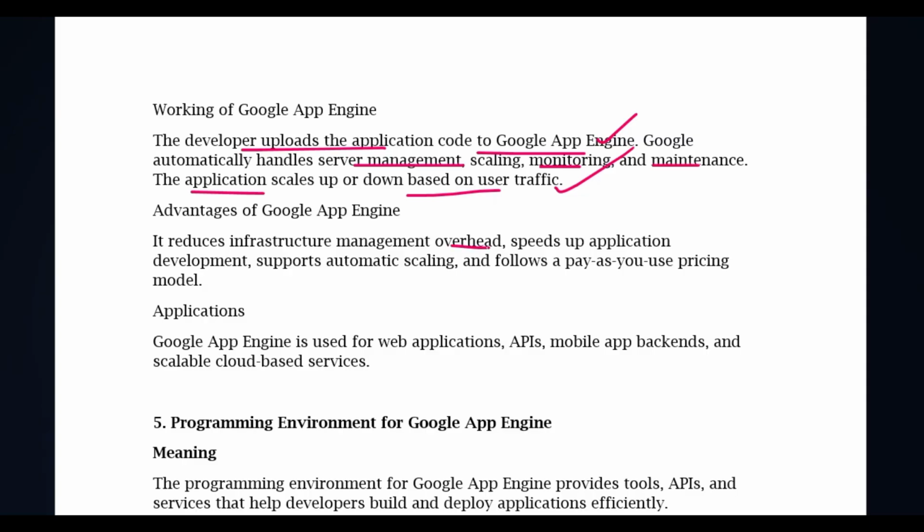Advantages क्या हैं? Overhead आपकी तरफ से कम हो गया, that you do not have to take care of the infrastructure as well. Speeds up the application development process. आप जल्दी से उन्हें develop करके deploy कर सकते हैं. And again like AWS, Google App Engine पे pay as you go pricing model पे work करता है. So mentioned in your syllabus, important for semester exams as well. Google App Engine is used for web applications, mobile app backends and scalable cloud based services.